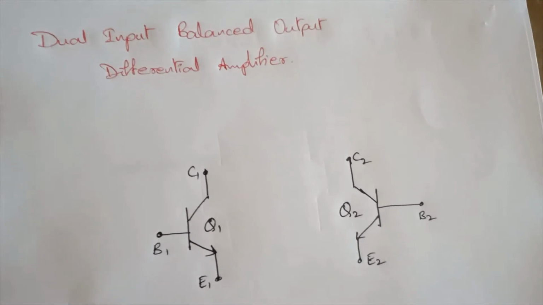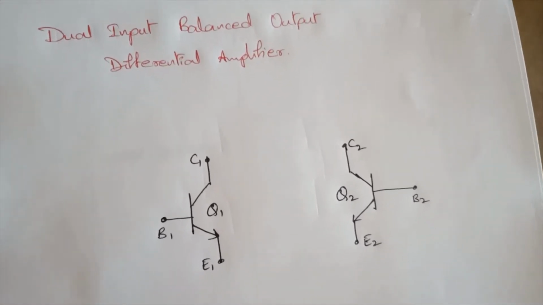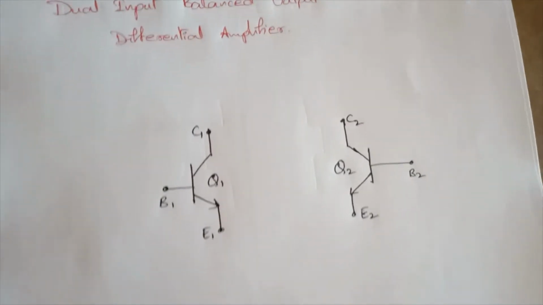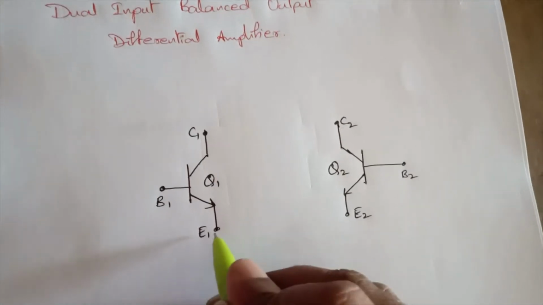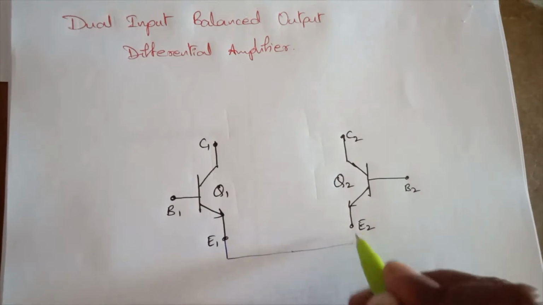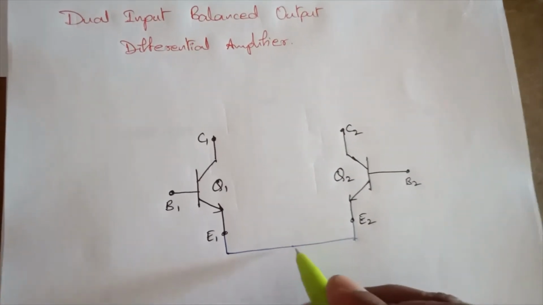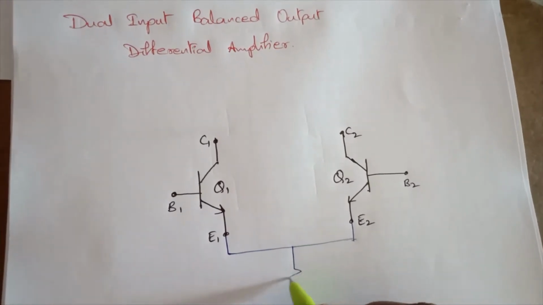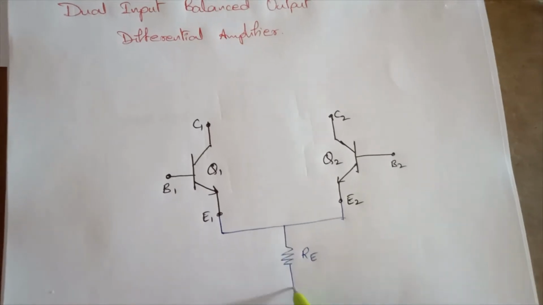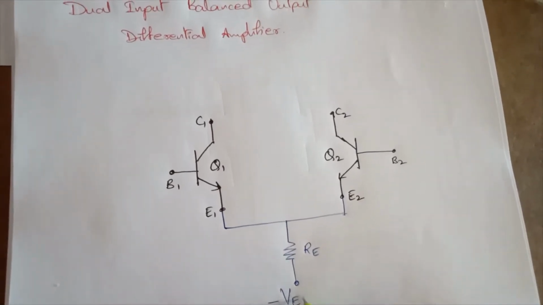Now we discuss the dual input balanced output differential amplifier. We already know that the differential amplifier consists of two transistors Q1 and Q2 like this. Here I connect the emitter terminals of the two transistors together, and give the negative supply through a resistor RE. The negative DC supply we name as minus VEE.